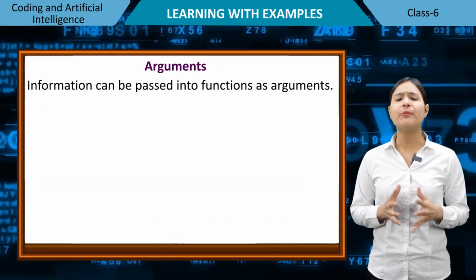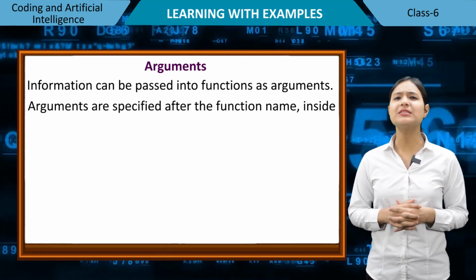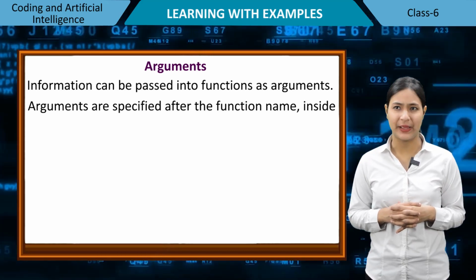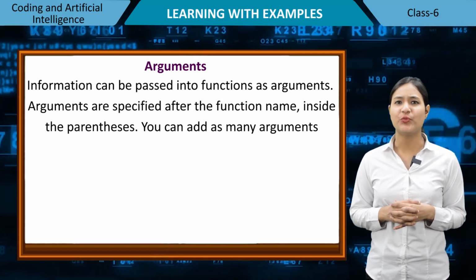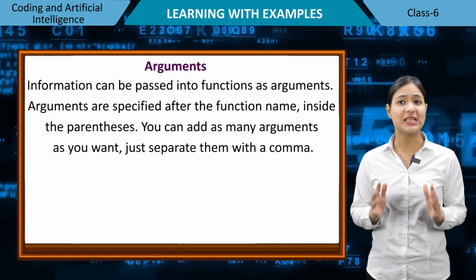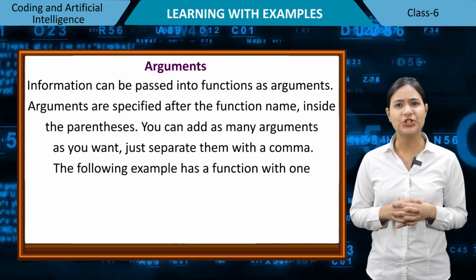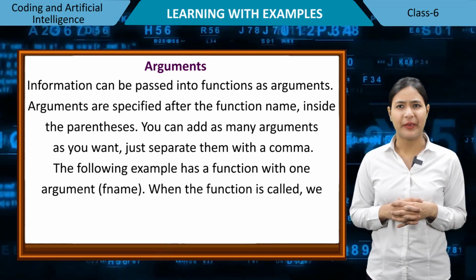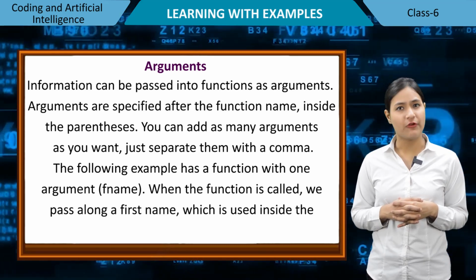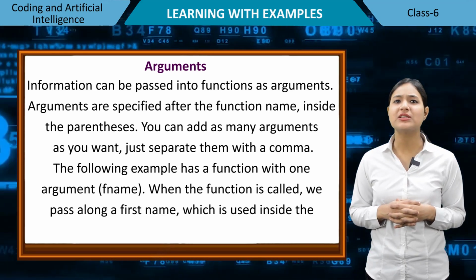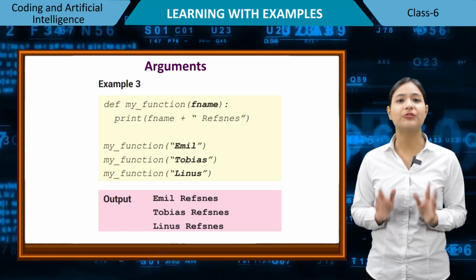Arguments. Information can be passed into functions as arguments. Arguments are specified after the function name. Inside the parentheses, you can add as many arguments as you want. Just separate them with a comma. The following example has a function with one argument, fname. When the function is called, we pass along a first name, which is used inside the function to print the full name. Example 3.